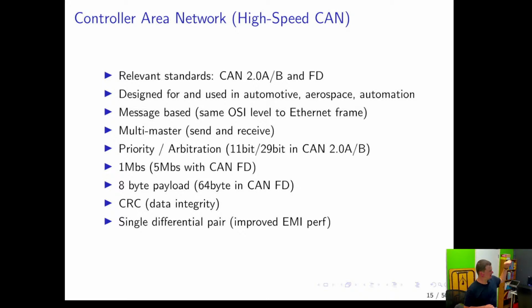The bandwidth is about a megabit with classic CAN, and 5 with FD, and you have 8 bytes of payload, and 64 for FD. Also, it has a CRC in the frame, so it has good signal integrity. The automotive environment is extremely hostile, right? So this was designed to be very rugged against many things, like EMI, etc. Oh, arbitration. This is important.